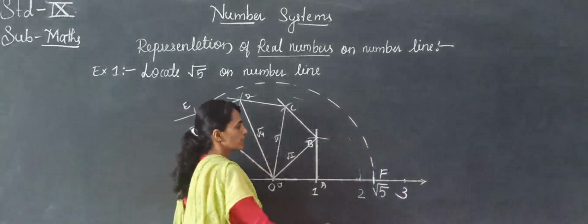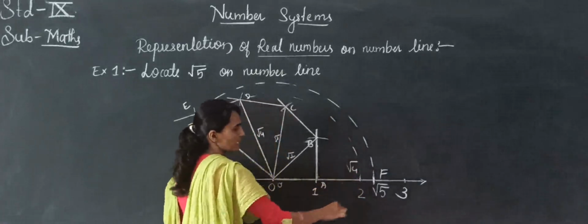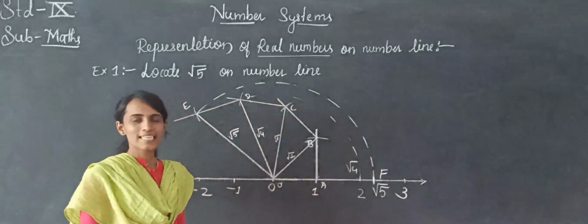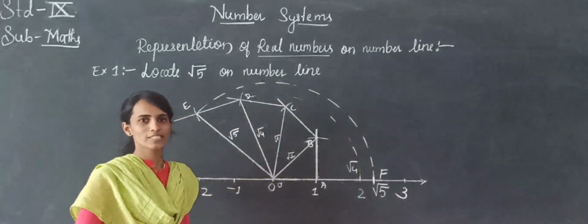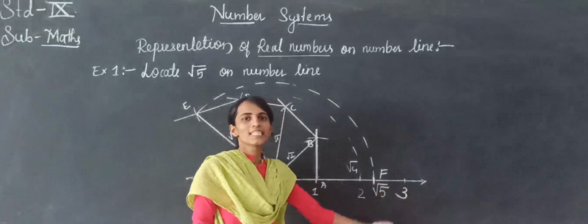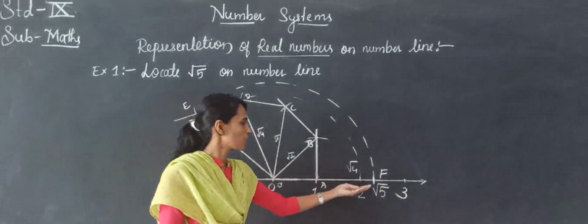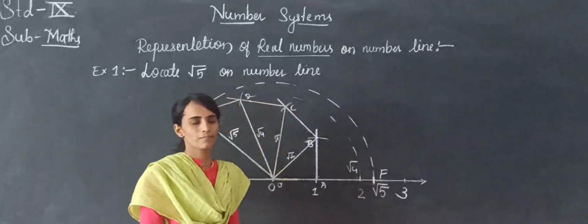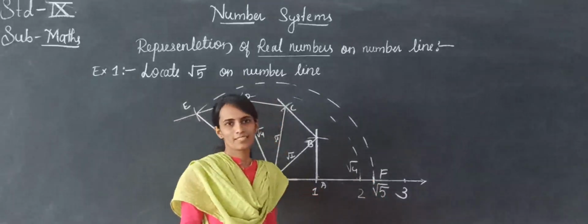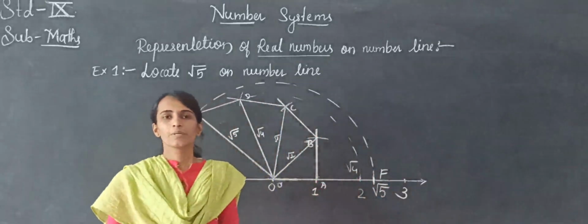So this is root 4 here, whatever the dotted line, that is down at 2. Root 5 is greater than root 4 here, which means it has to come after 2 and before 3, because 3 is the square root of 9. So here root 5 will come between 2 and 3. So root 6, root 7, root 8 also will come between 2 and 3.